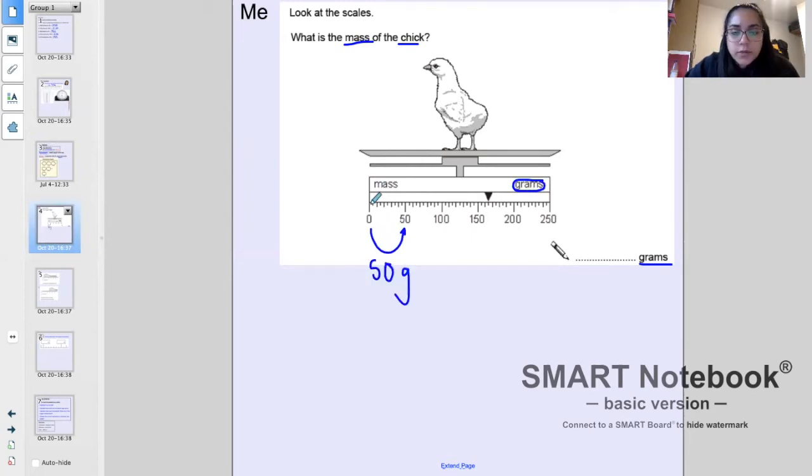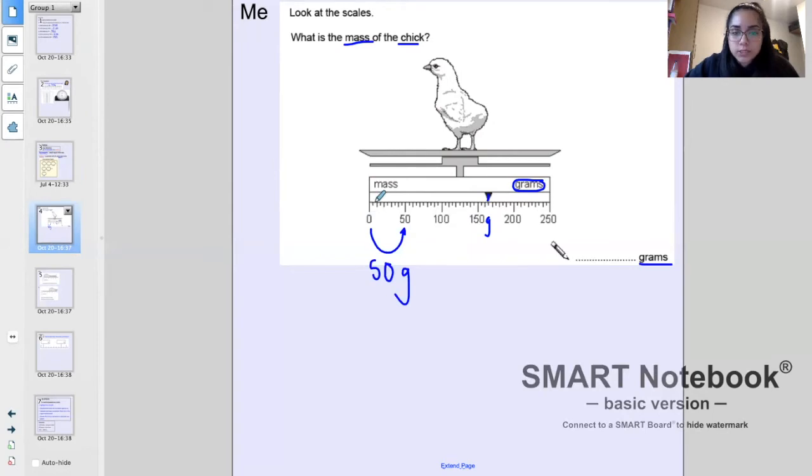Okay, so now that I know it's going up in 50s, let me count and see how close I can get to my arrow. So it goes 50, 100, 150. And because the arrow isn't past my 200, I'm not going to count that. All I know at the moment is the mass is pointing here at this increment, and at the moment I'm just under it at 150 grams. To be able to work out how much more this mass is, I'm going to have to work out what each individual increment is worth.